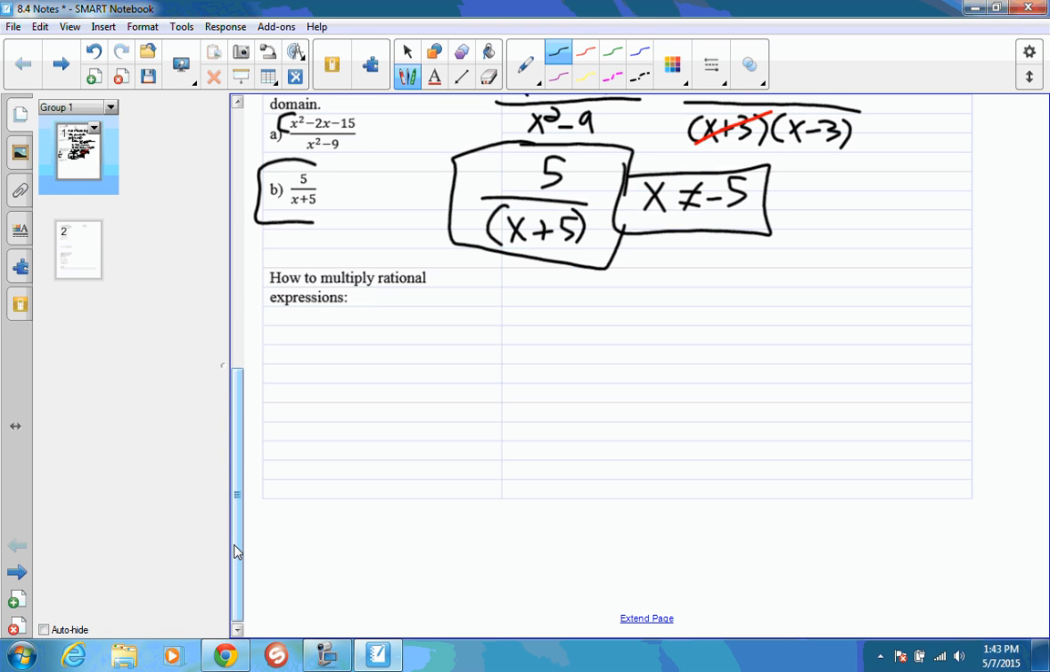Now we've got to multiply and divide. Nice thing about multiplying and dividing is they're very, very similar. It's just one little tiny extra step we'll do for dividing. So, if you had to guess what step 1 is for multiplying rational expressions, factor. Same as today.